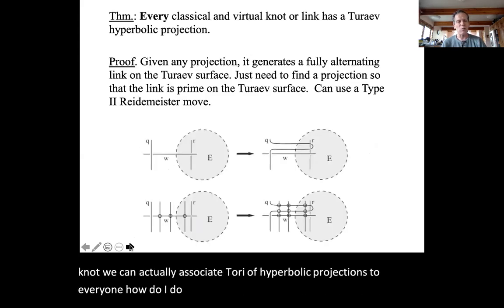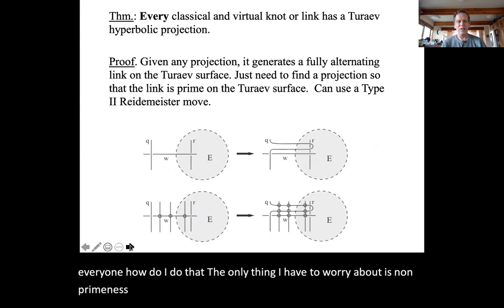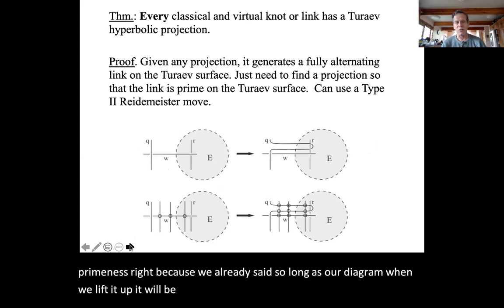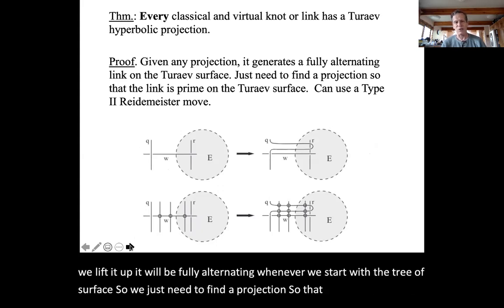The only thing I have to worry about is non-primeness, right? Because we already said, so long as our diagram, when we lift it up, it'll be fully alternating whenever we start with a Turaev surface. So we just need to find a projection so that the link is prime on the Turaev surface.